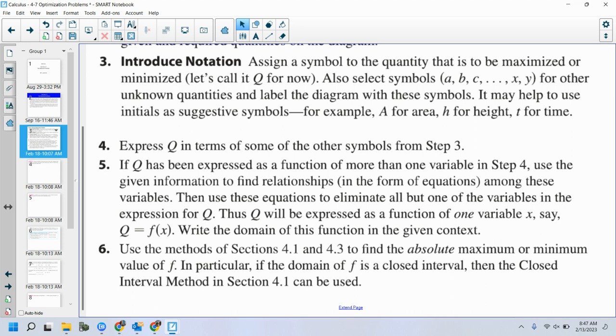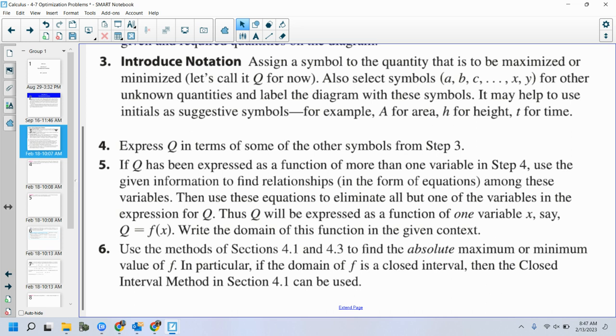Okay, express Q in terms of some other symbols, right? What you want to do is identify the function that is to be maximized or minimized. Consider that your objective function. We did this kind of in Algebra 2. We talked about linear programming problems, where you graphed it all and you found your shaded region, and you knew that the intersection points were the possibilities of maximize or minimize.